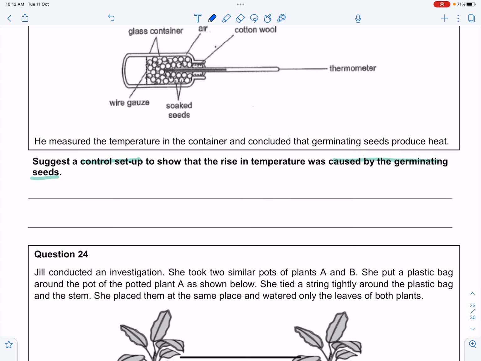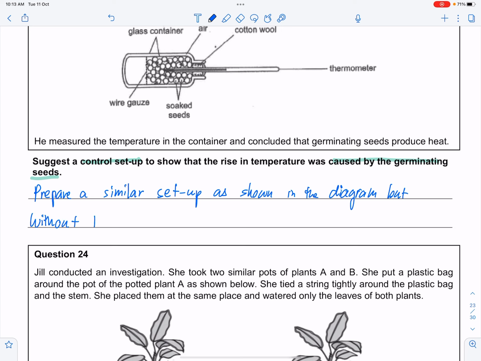Okay? So what you would do is you would prepare a similar setup as shown in the diagram, but without the soaked seed. That would be your control setup.